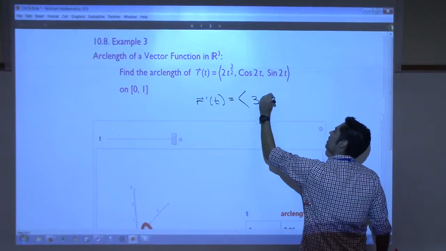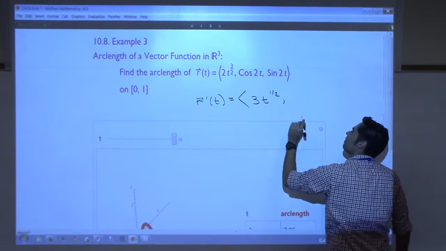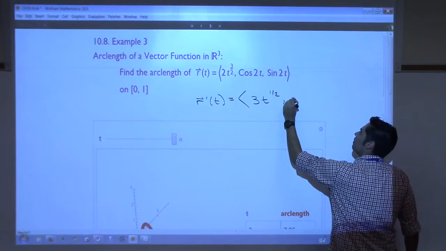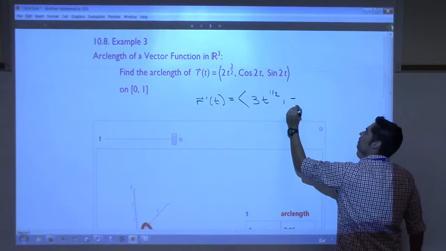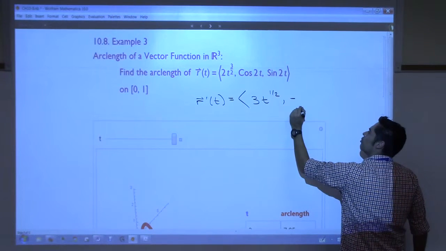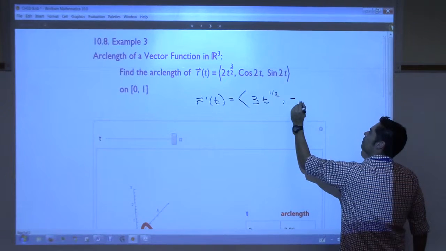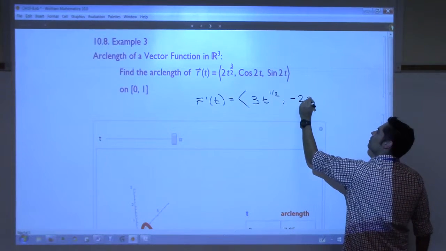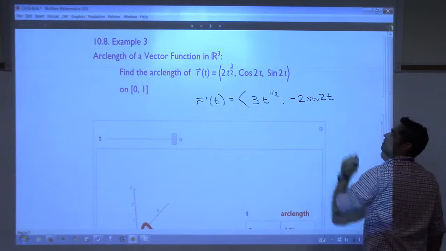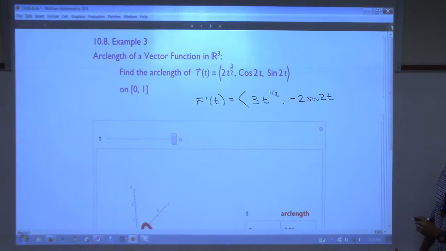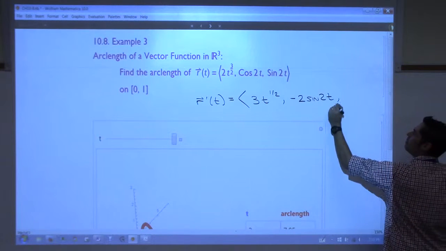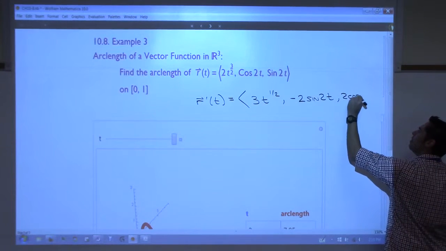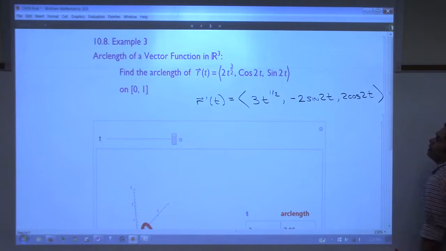Three t to the 1/2. Derivative, not anti. Right? Negative 2 sine 2t. That's your derivative of cosine 2t. Then the derivative of sine 2t is 2 cosine 2t. All right, there's your derivative.